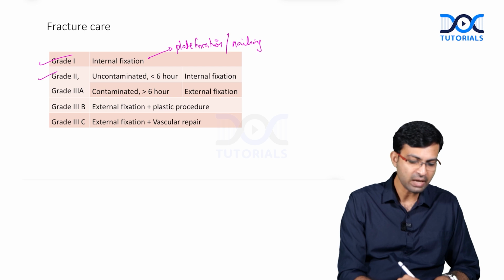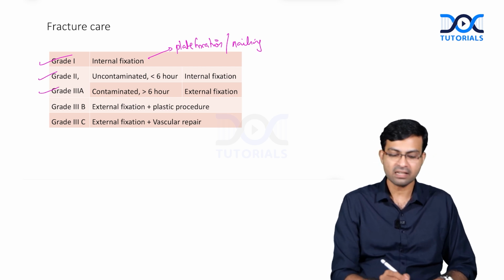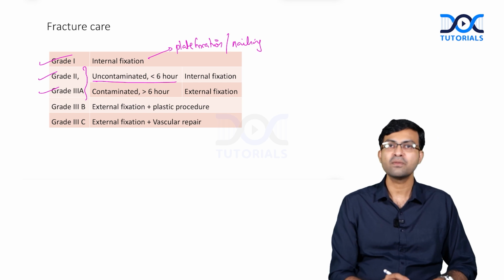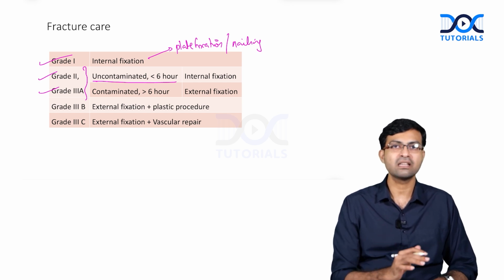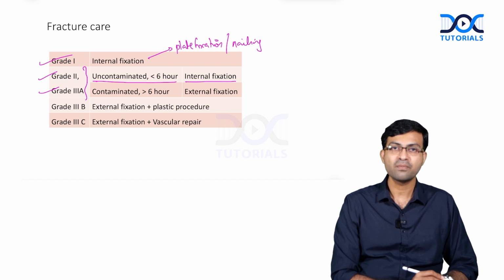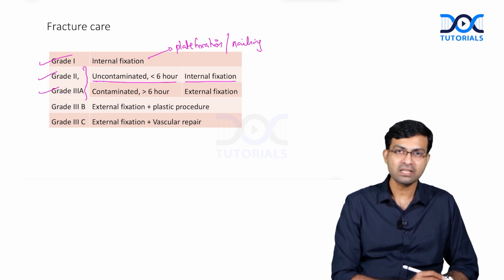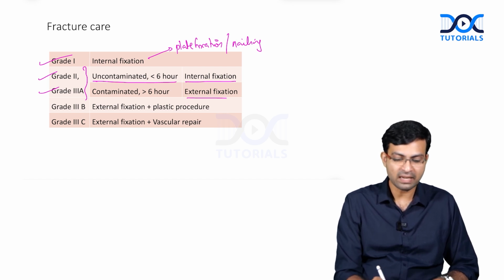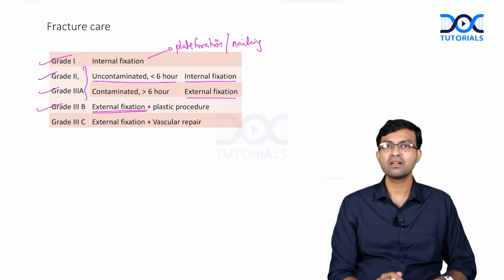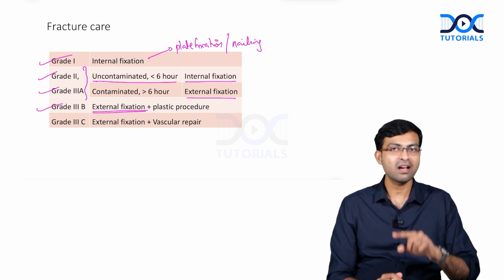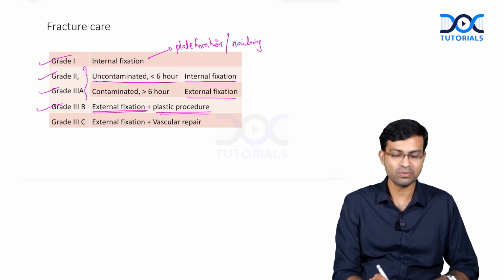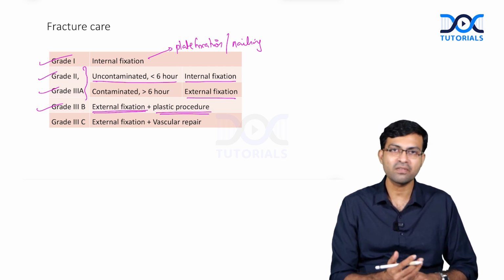In grade 2 and grade 3A fracture, these are treated similarly. If the fracture is uncontaminated and the patient has come to you within 6 hours of time, you can do an internal fixation. If the wound is contaminated and the patient has come to you after 6 hours period, then you have to do an external fixation. Type 3B, there is only one option. You have to do external fixation, but there is a large soft tissue loss. So you'll have to call the plastic surgeon and do a plastic procedure. Either a skin graft or flap cover has to be done.